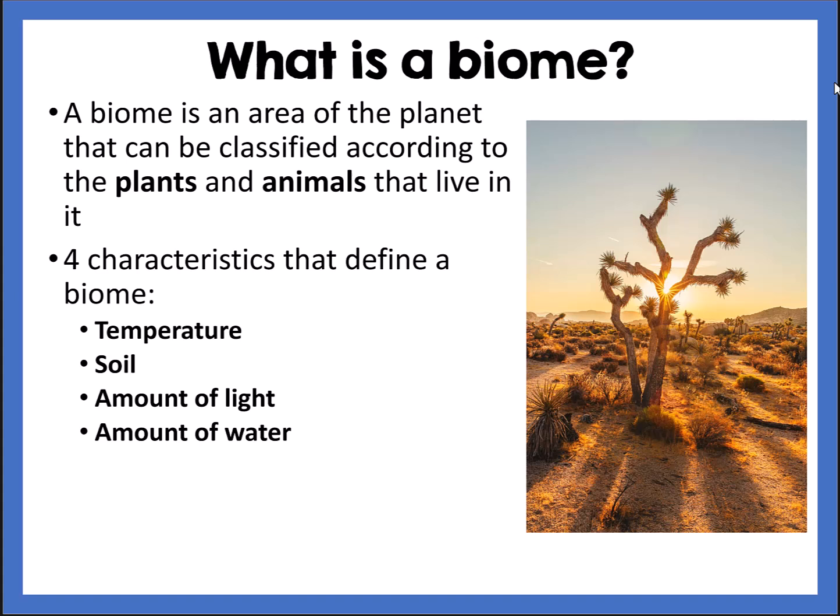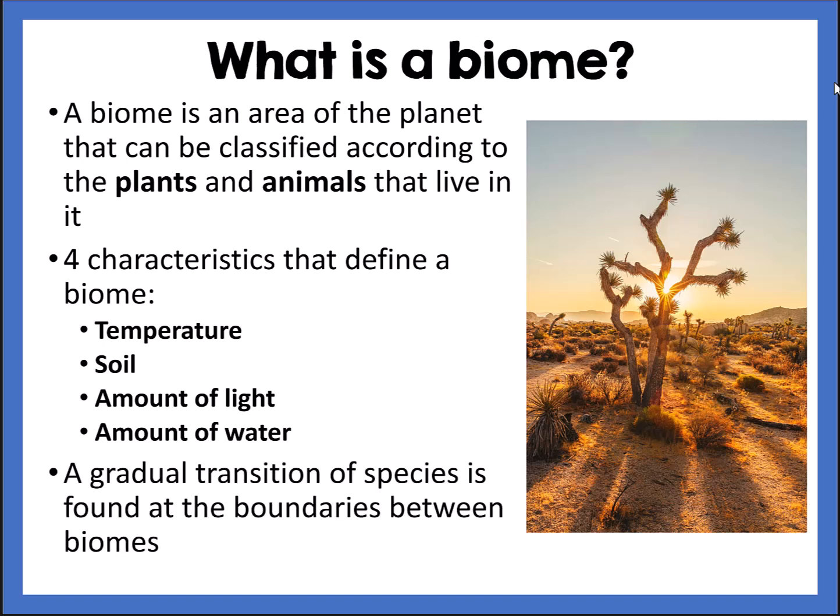There are 4 characteristics that define a biome: temperature, soil, amount of light, and amount of water. And there is a gradual transition of species between different biomes at the boundaries of the biomes. It's not an abrupt shift from one biome to another. They gradually fade from one into the next.